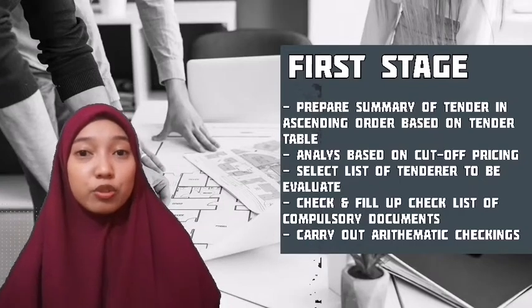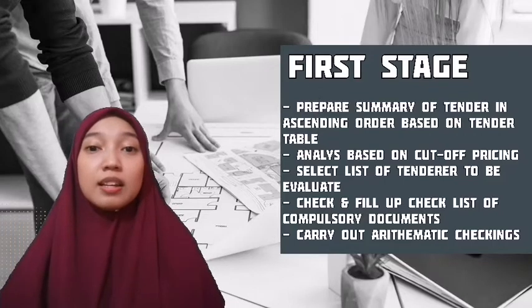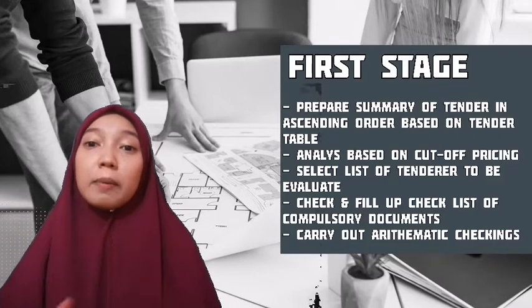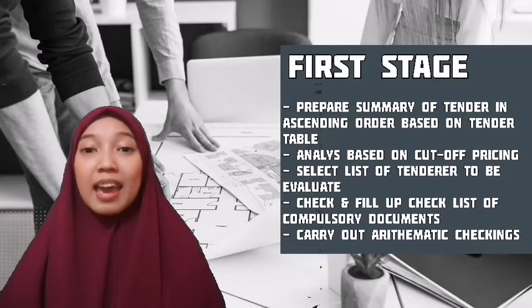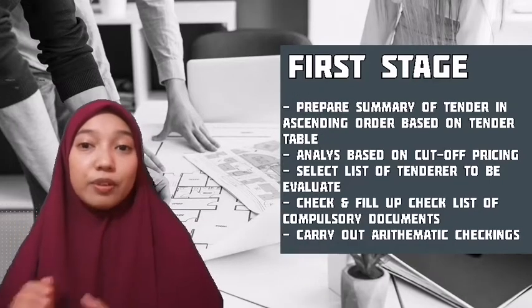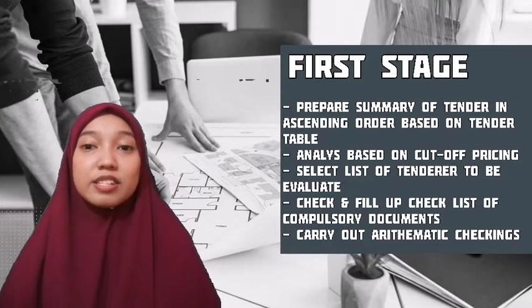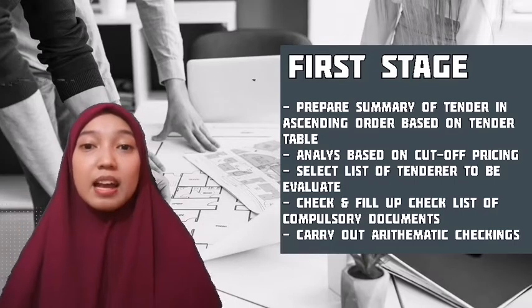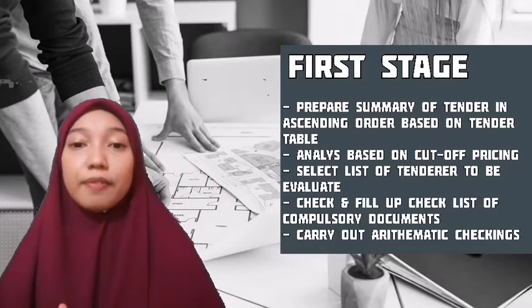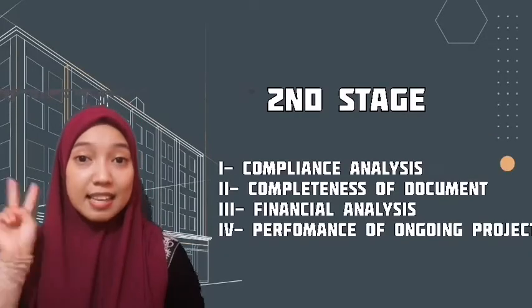Select the list of tenderers to be evaluated. Check and fill up the checklist of compulsory documents. The evaluator will make sure all the compulsory documents are submitted and analyzed based on the budget. And lastly, for the first stage of tender evaluation, carry out arithmetic checking. This arithmetic check on their tender will be made, and the number of errors made could affect their final tender position. Next, we go to the second stage.